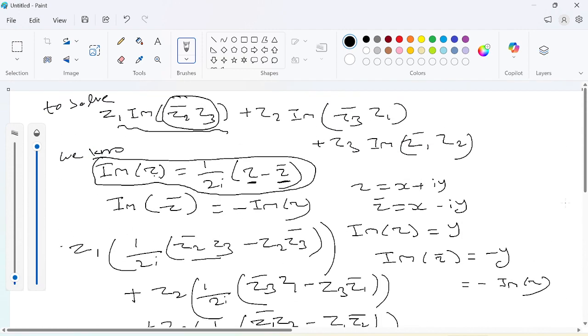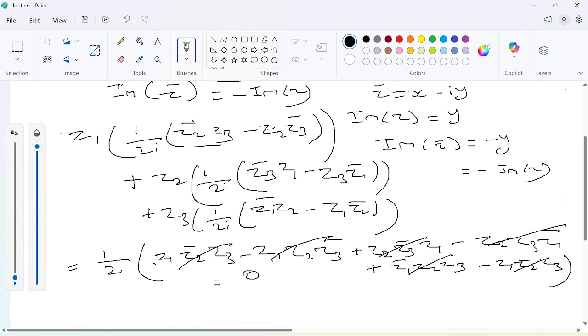So you see, we have to think like this. Imaginary of Z is 1 by 2i into Z minus Z bar. Now wherever Z is there, I am writing this Z2 bar Z3. So Z is nothing but Z2 bar Z3, minus Z bar is nothing but, reverse the conjugate, Z2 Z3 bar. Like that you do for the others, you will get 0.